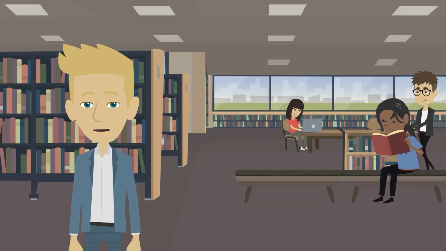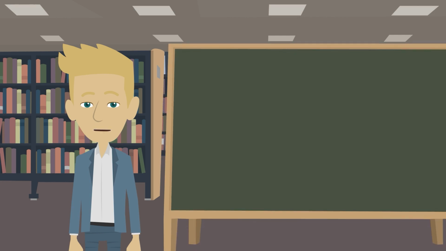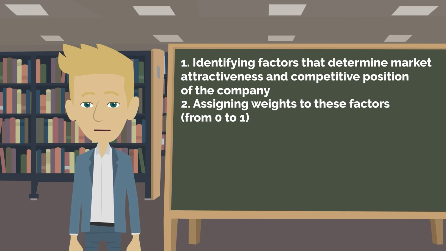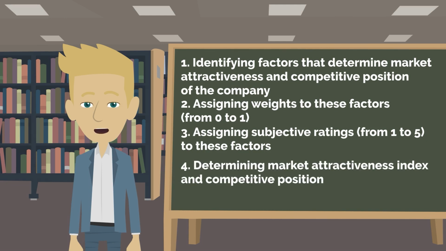The process of plotting a McKinsey matrix for an organization can be boiled down to 5 main steps. Identifying factors that determine market attractiveness and competitive position of the company. Assigning weights to these factors from 0 to 1. Assigning subjective ratings from 1 to 5 to these factors. Determining market attractiveness index and competitive position. Plotting the McKinsey Matrix.